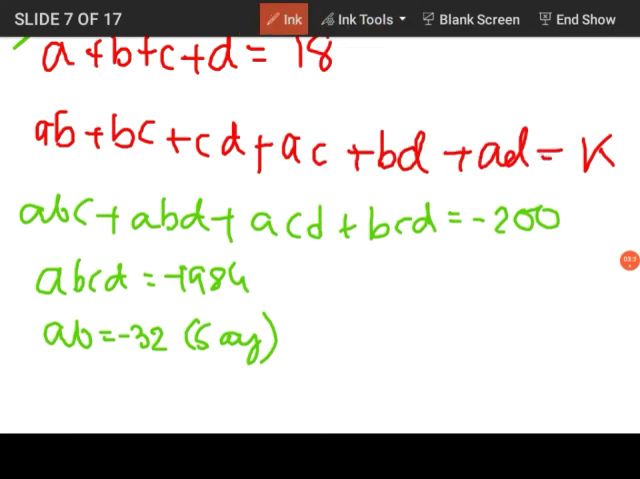Now if I take ab as minus 32, then automatically our cd becomes minus 1984 divided by minus 32, that is equal to 62, correct? 62. Now very interestingly, from here the more interesting part starts.